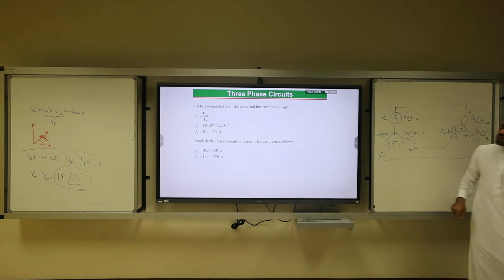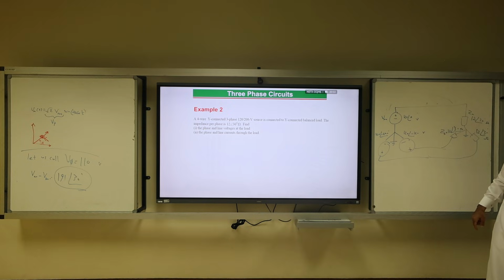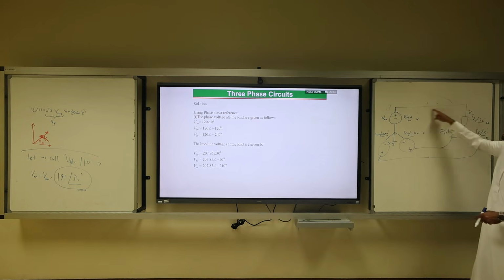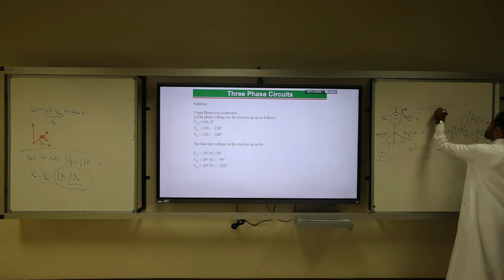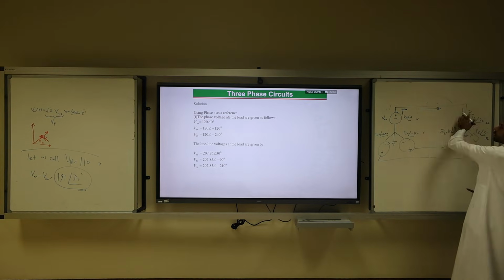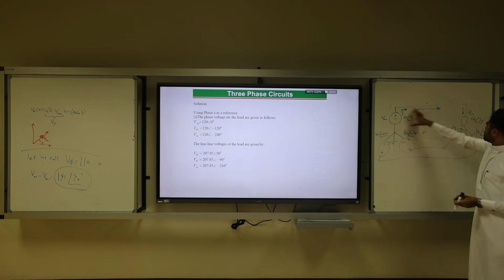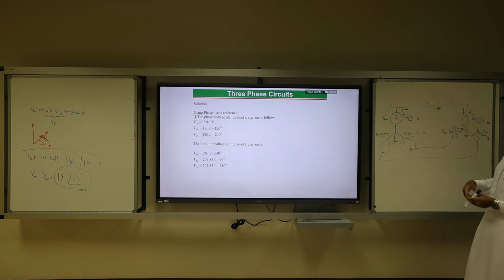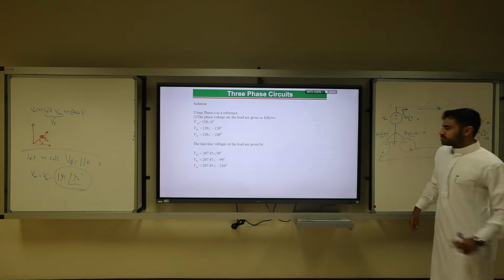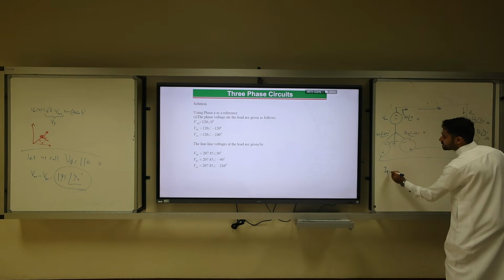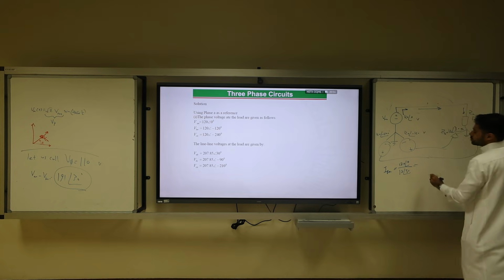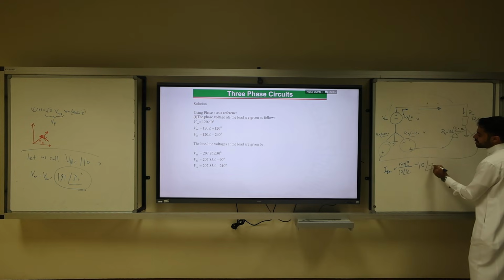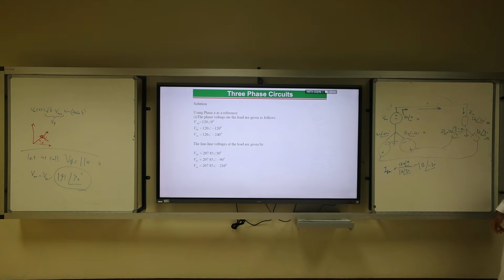Okay? The second part, he's asking about the line current. How to get this line current? Is the line current equal to the phase current? Yes. Is the phase current equal to the line current? Yes, because this is Y to Y. How to get it? 120 divided by this number. Do it by a calculator. What is I phase A? 10 angle minus 30 degrees.